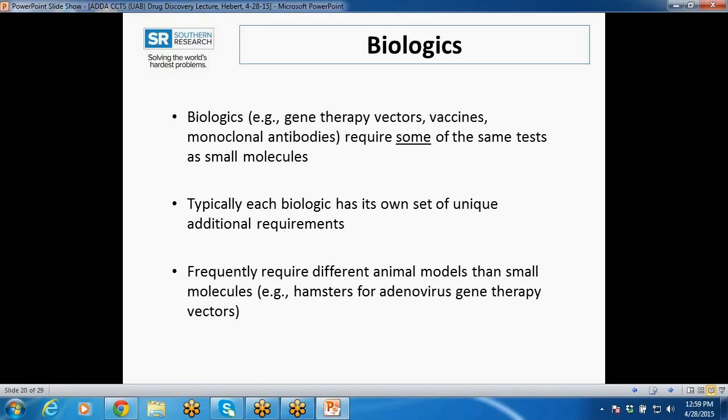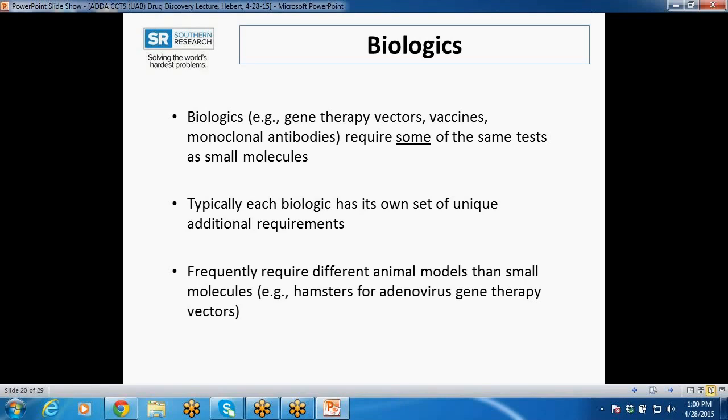Biologics require some of the same tests, but each one has its own set of unique requirements. A lot of times they require different animal models. For example, if you're testing an adenovirus vector, adenoviruses are very commonly used for gene therapy vectors and for vaccines. Your animal models of choice are either the hamster or the cotton rat, typically.